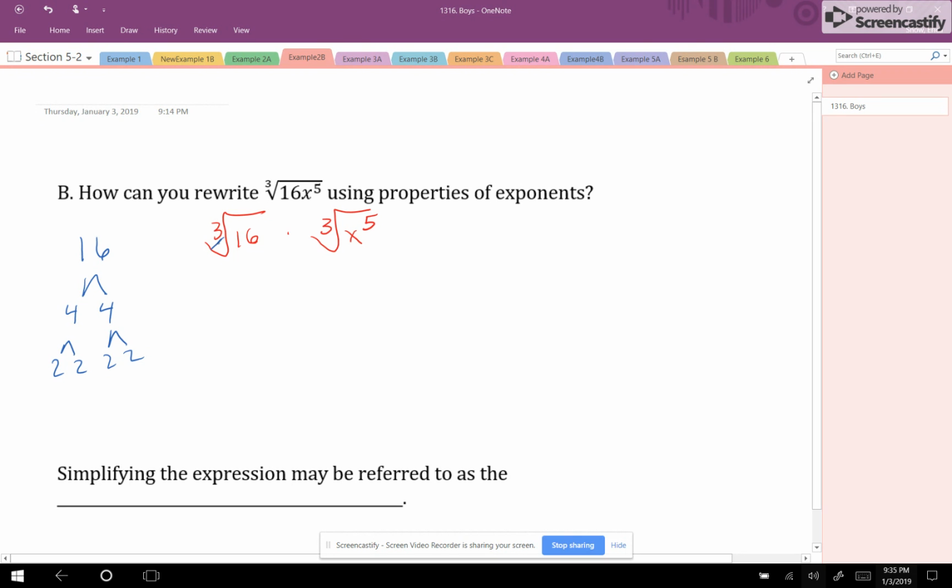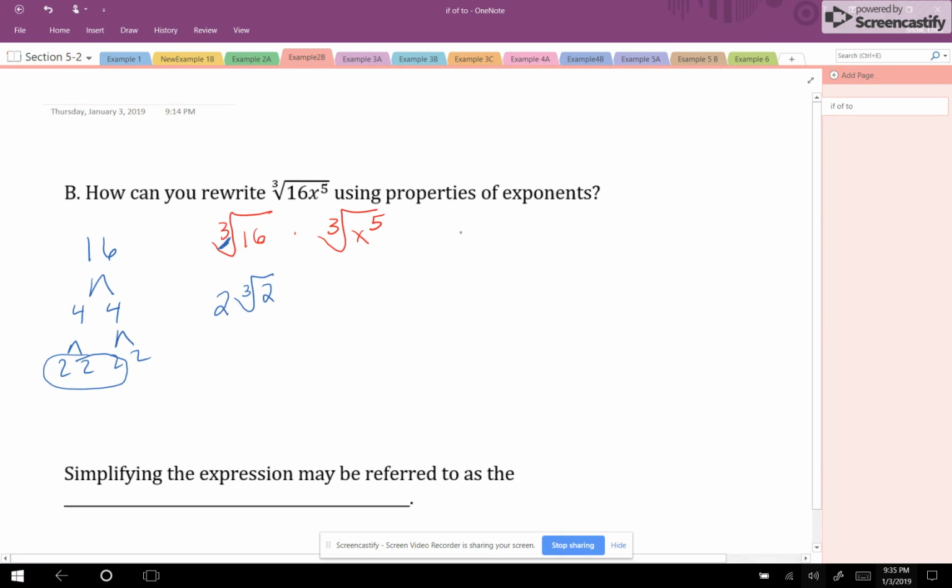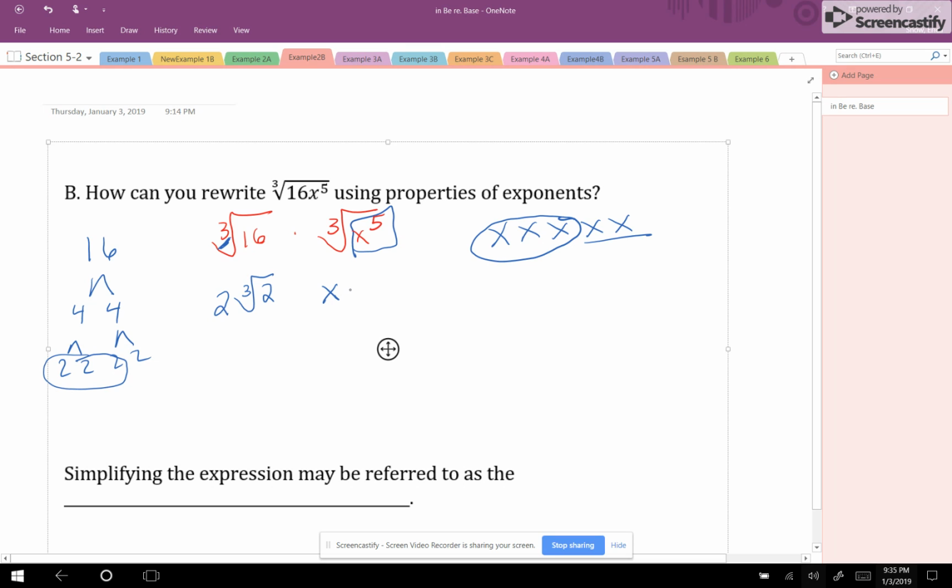Now recall that with that index of 3, we need a triple of 2's. So this is going to be a 2 on the outside and a cube root of 2 on the inside. Then with our x, this x to the 5th means that we have 5 x's that we are multiplying. 1, 2, 3, 4, 5. Again, if we take a triple of x's out to the front, we have 2 x's left over, which we're going to write as x squared.